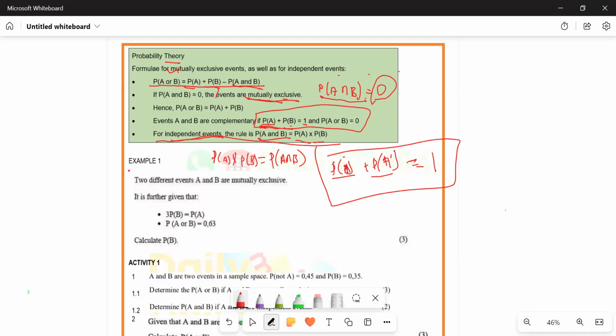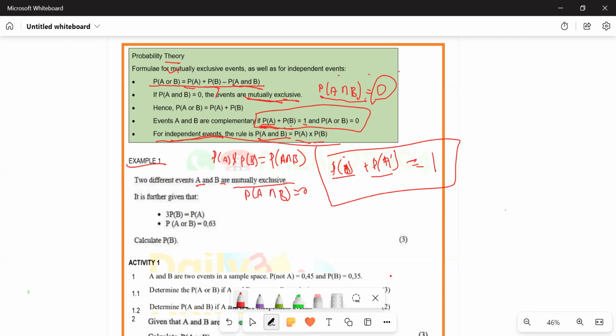Now, let's take an example. Let's take example number 1. If you look at example number 1, they say 2 different events A and B are mutually exclusive. What do we mean when we say events are mutually exclusive? What do you understand by the word mutually exclusive? They are equal to 0. What is equal to 0? It means the probability of A and B is going to be equal to 0.